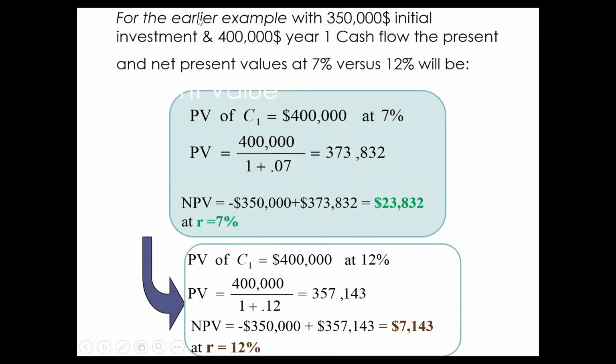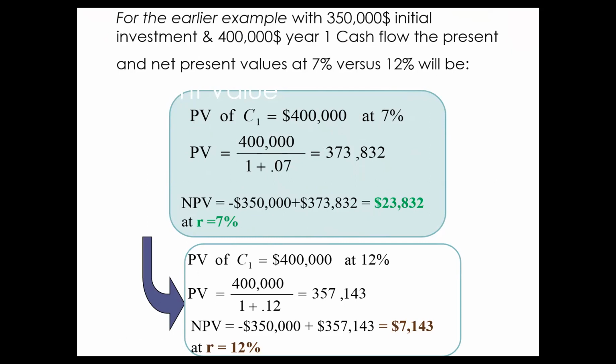So for the earlier example of investing in an office building, if you invest $350,000 initial investment, $400,000 cash flow you're getting at the end of year 1, and the 7% is the cost of capital, then you get $23,832 net present value. We saw this, we already calculated it. What if the R was 12%?